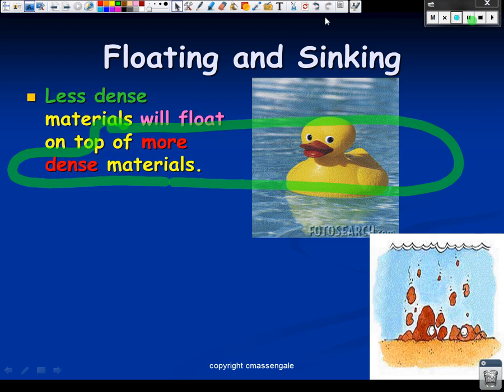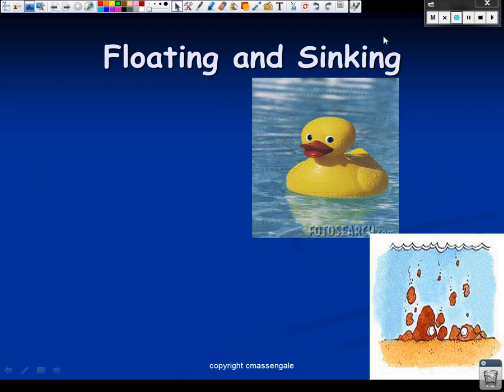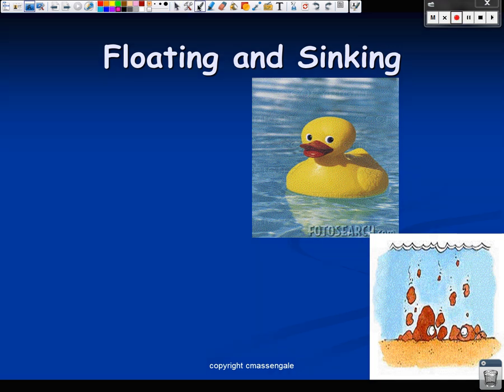So floating and sinking. That rubber duck, we know it floats, but what property is floating and sinking based on? Very good. So up here beside this in your notes, based on density. We know if something floats or sinks based on its density. And what you have to do is compare the two objects. That rubber duck is floating on water, so how would its density compare to the density of water? It's less. Very good.